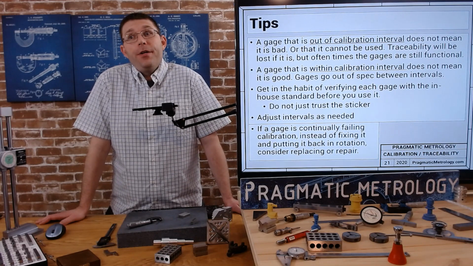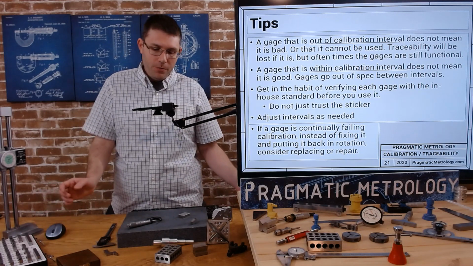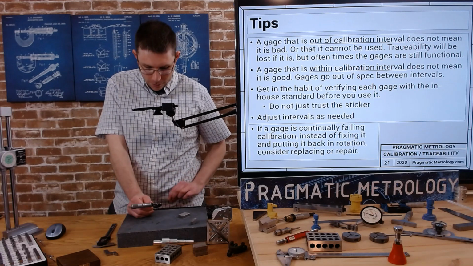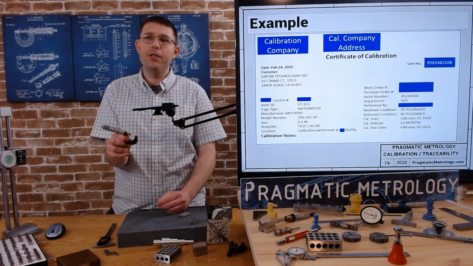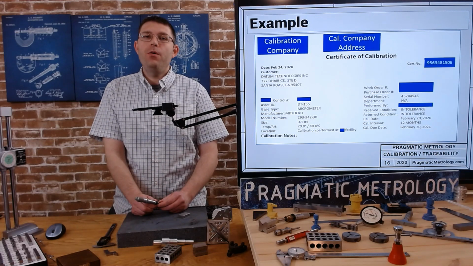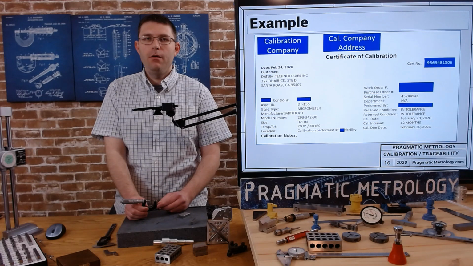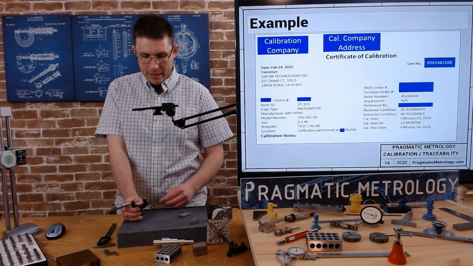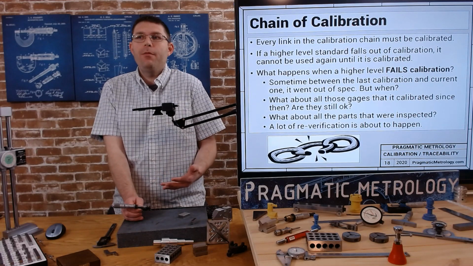Number 2 is also very important. A gauge that is within calibration interval does not mean it is good. Gauges go out of spec between intervals. So if we use our Datum Technology example, they have a calibration for this once a year. So it would be a bad idea to look at the sticker and say, hey, it's within calibration, I'm going to use it for the entire year. That would be a very bad idea, because sooner or later, gauges do go out of calibration.